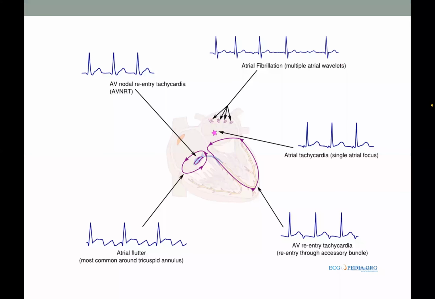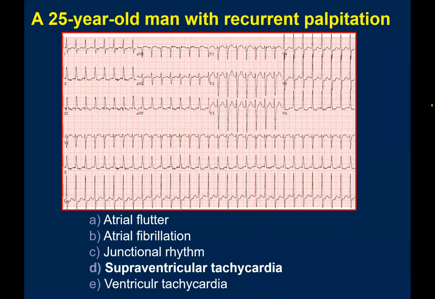Retrograde because it's coming from down up. Exactly, because the atrium is activated from below up. The re-entry is in the AV node, so it goes to the ventricle and goes to the atria. Atria is activated retrogradely, so it has to be negative in inferior leads.